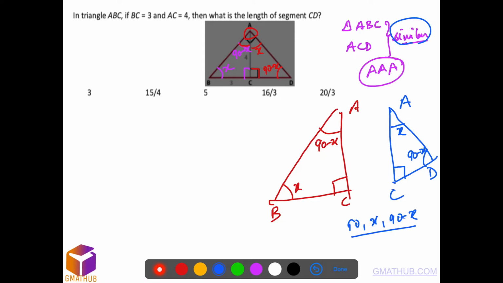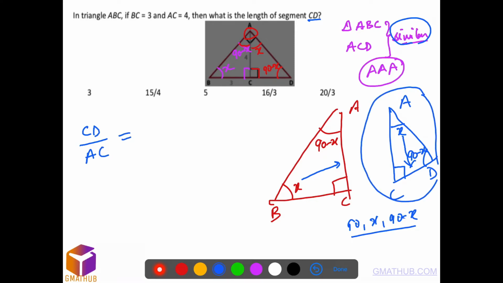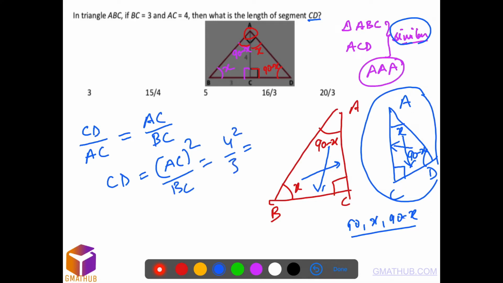Now we take ratios. What we need to calculate is CD. Now CD should be part of some ratio. CD is opposite to x, so we need to take the side opposite to x in the other triangle upon AC. This is one ratio. Now in triangle ACD, AC is given, so AC should be part of some ratio. AC is opposite to 90 minus x, so opposite to 90 minus x is BC here. So CD becomes equal to AC square upon BC, that is 4 square upon 3. That's our answer.